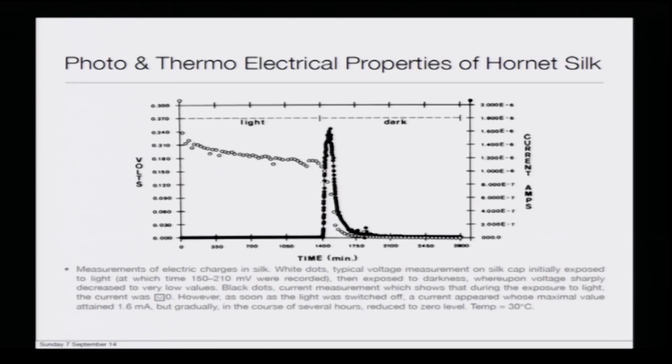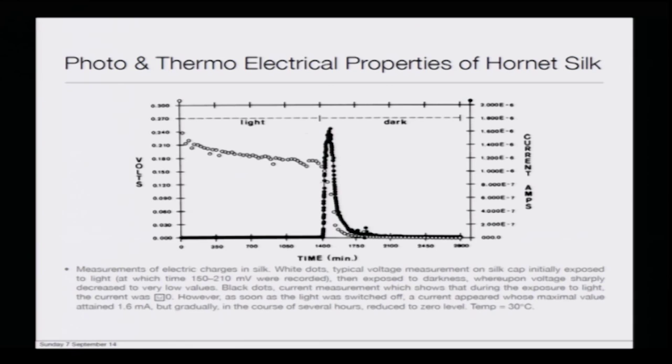Whereas, the black dots are the current measurement, which shows that during the exposure to light, the current was almost zero. However, as soon as the light was switched off, a current appeared whose maximal value attained 1.6 milliampere, but gradually in the course of several hours reduced to zero. And all this measurement was done at 30 degrees centigrade.